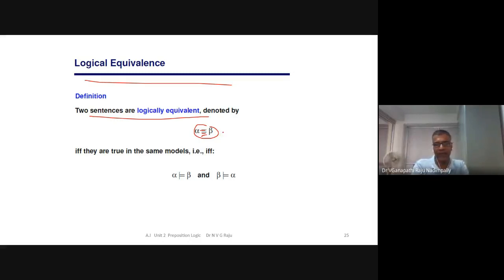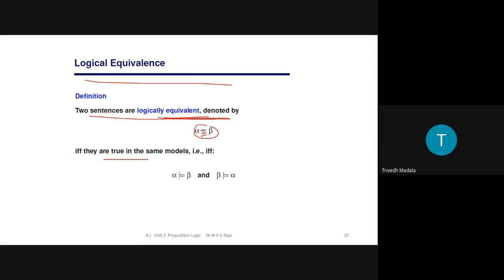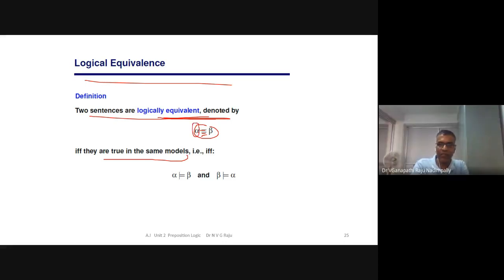If two sentences are logically equivalent, then we can represent them like this, if they are true in the same models. Now how can you say that alpha and beta are equal? Observe carefully. Alpha entails beta. Earlier we discussed that the knowledge base entails alpha. Now, for two sentences to be logically equivalent, beta entails alpha, meaning wherever beta is true, alpha is true. Alpha also entails beta. Then we can call it logically equivalent.